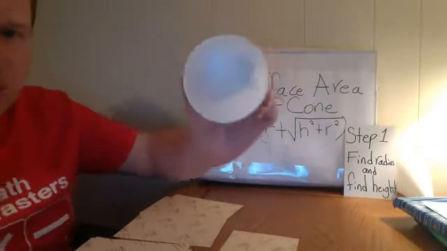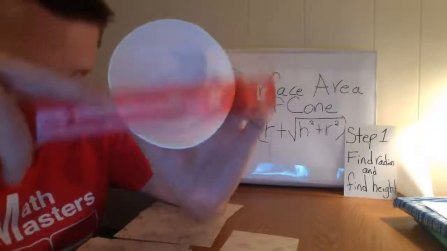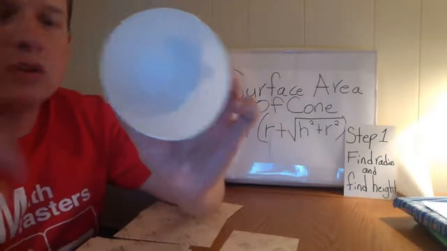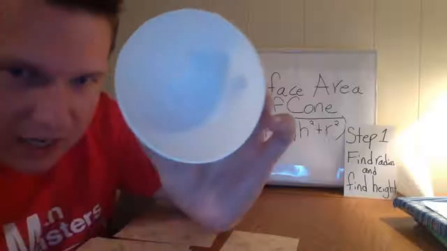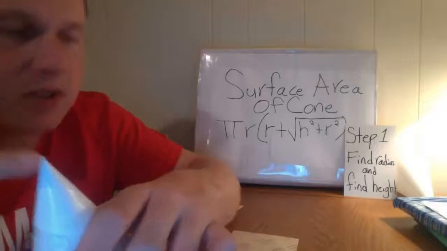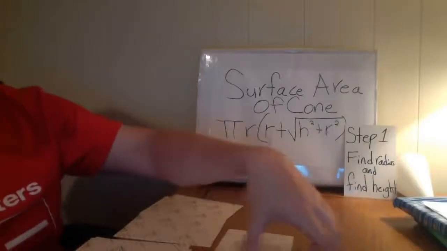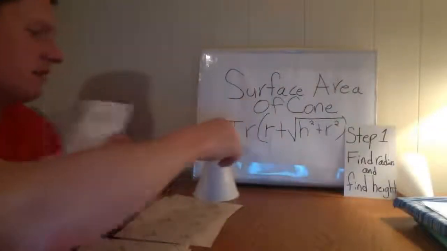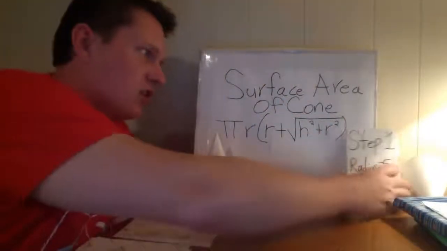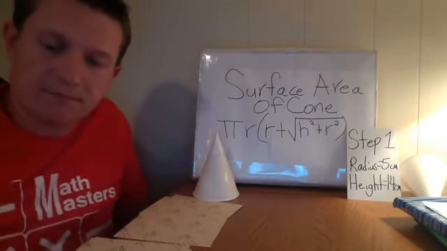The height I did earlier on. You have to measure the height from the edge, so to speak, of the circle to the middle point, right through the hollow, all the way to the tip here at the top. There's a good view of the tip. And I did that earlier, and I got 14 centimeters for that. So that's my background information. You do that first, because as you can see, radius and height come up throughout the formula.